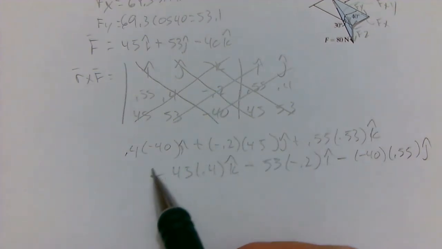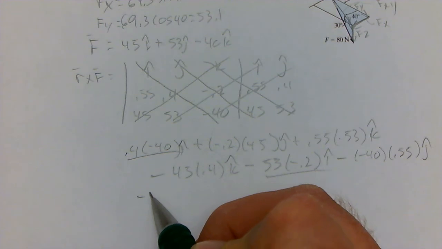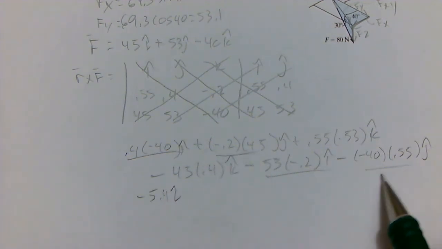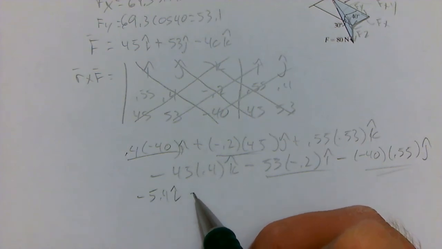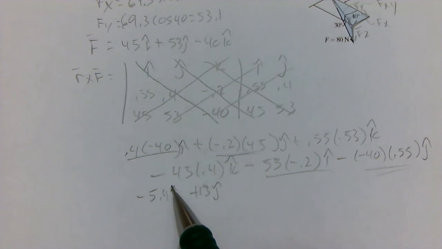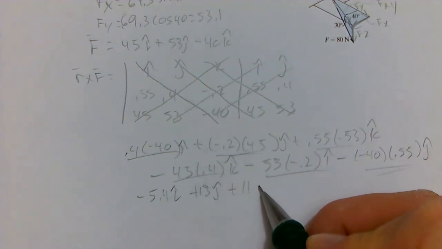Now if we combine the I's, we get negative 5.4 in the I, the J's, we get 13 in the J, and the K's, we get plus 11 in the K.